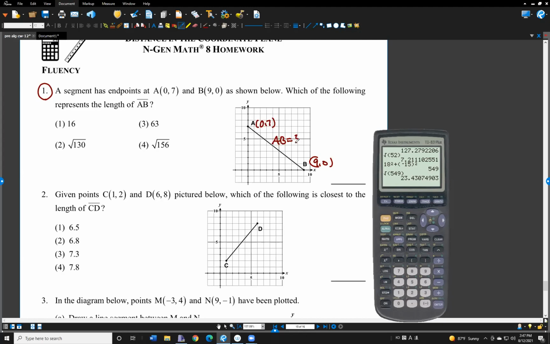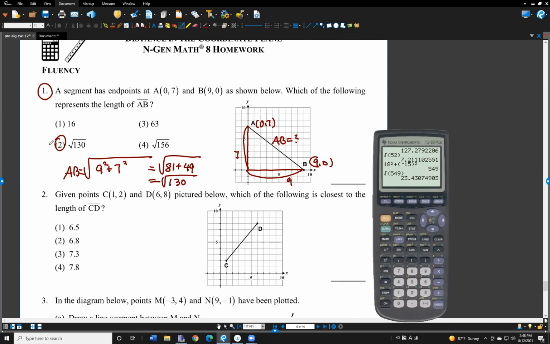From the graph, you can find the length of AB, right? Because we already got the graph over there. Make a right triangle. This side is 9. The other side is its length, 7. Okay. So AB equals the square root of 9 squared plus 7 squared. That's the answer, okay? 9 squared is 81. 7 squared is 49. That equals what? Square root of 130, right? That's the answer.